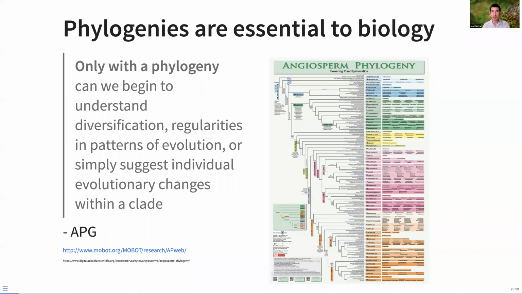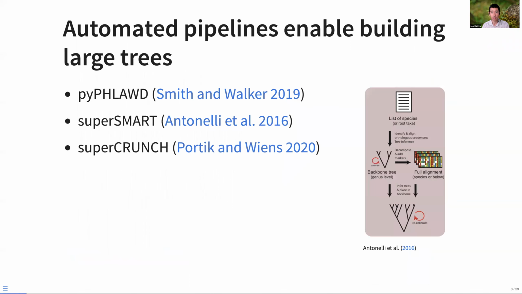So phylogenies are essential to the study of evolutionary biology. I think this is nicely summed up in this quote from the APG website. Only with a phylogeny can we begin to understand diversification, regularities, and patterns of evolution, or simply suggest individual evolutionary changes within a clade. And certainly, the APG taxonomic system would not be possible were it not for many large angiosperm phylogenies. So clearly, having a well-sampled phylogeny is really important.